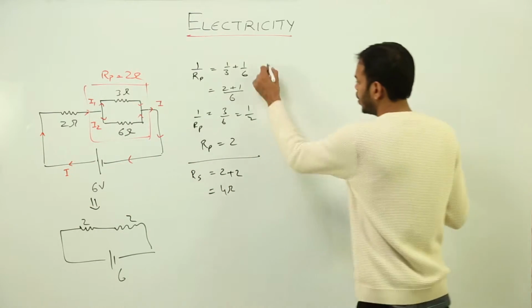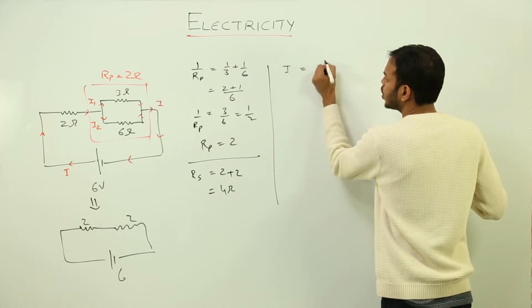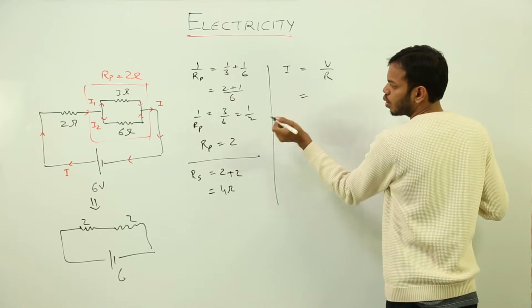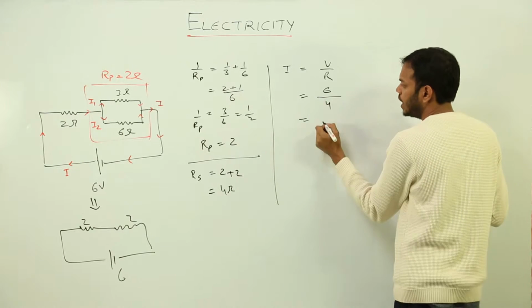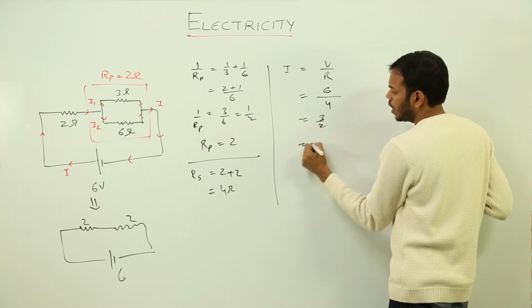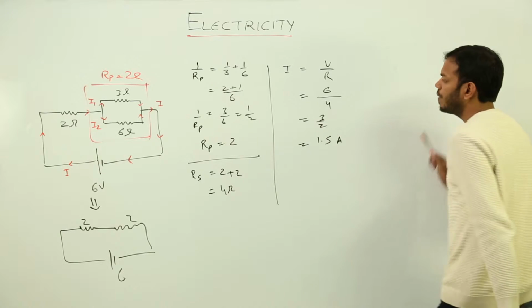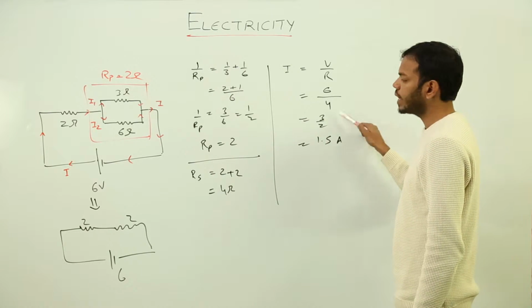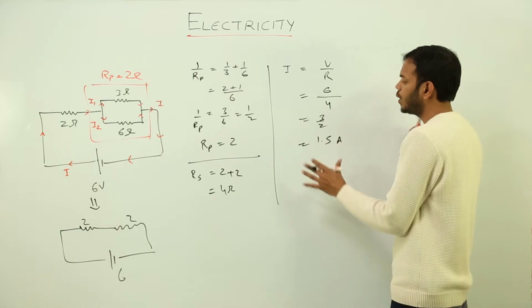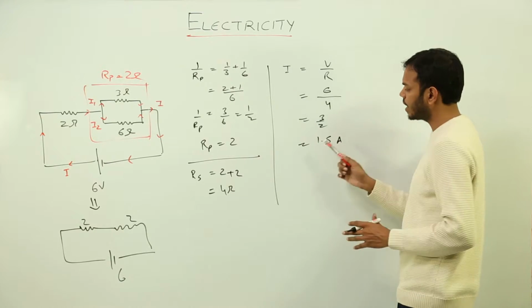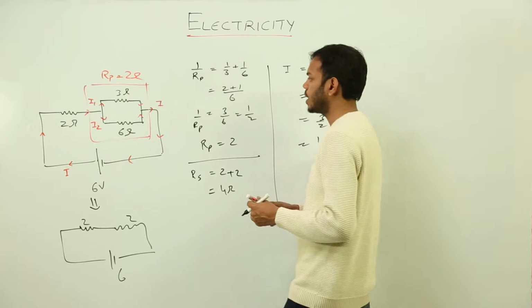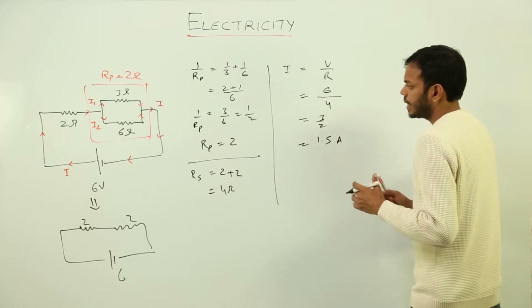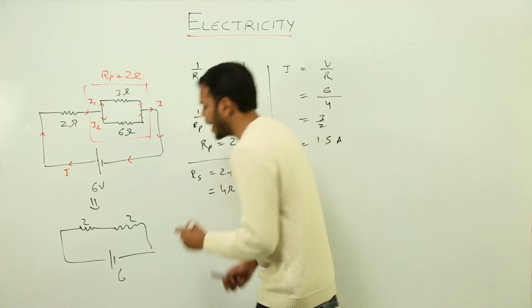Total current would be total voltage upon total resistance. Total voltage is 6, total resistance is 4. That gives me 3 upon 2, or 1.5 amperes. We can solve further using either value, but I will try to neglect the decimal and use 3 by 2 only. It just eases the calculation.